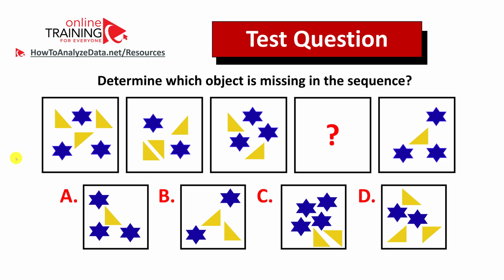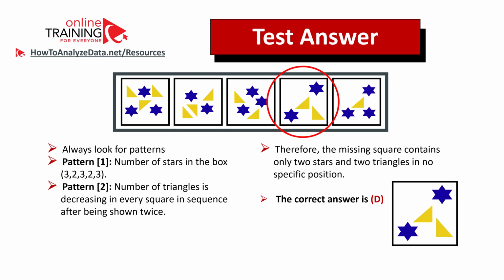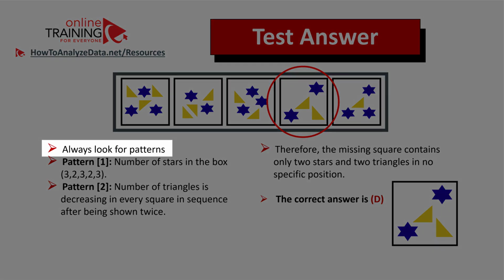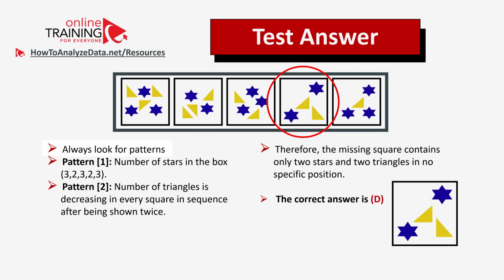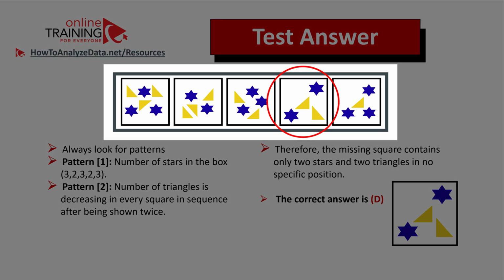Did you figure out the answer? Let's continue to see how we can solve and get to the correct solution together. I'm probably going to repeat myself again, but my advice to you is always look for patterns. So there are 2 patterns present here, and both patterns have number of objects. The first pattern is pattern of number of stars in the box. You see that the first box has 3 stars, then it goes down to 2 stars, then 3 stars again, 2, so the next one is 3 again. So the missing object will definitely have 2 stars.